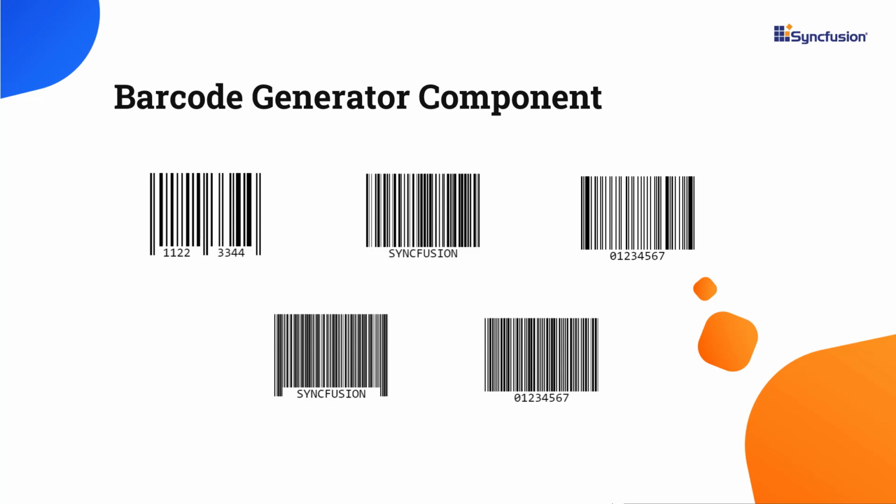Using the barcode generator, you can produce machine-readable optical labels that store details about an item such as location, data, URLs, addresses, and more.